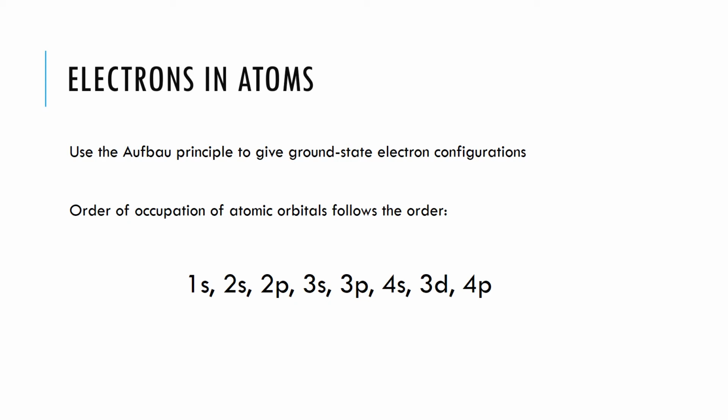So as chemists, we understand about electrons in atoms. We can use the Aufbau principle to give the ground state electron configurations for atoms. And we know and understand about the order of occupation of those atomic orbitals in terms of electron count. And we understand that that follows a certain order. And that order is shown there: 1s, 2s, 2p, 3s, 3p, 4s, 3d, 4p, and so on.